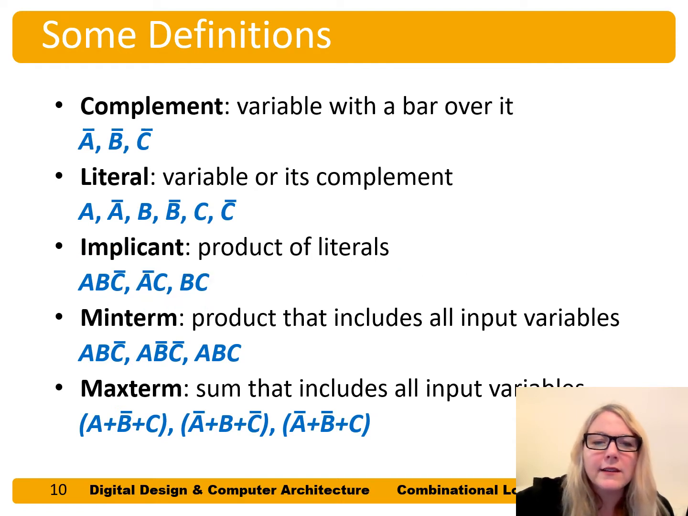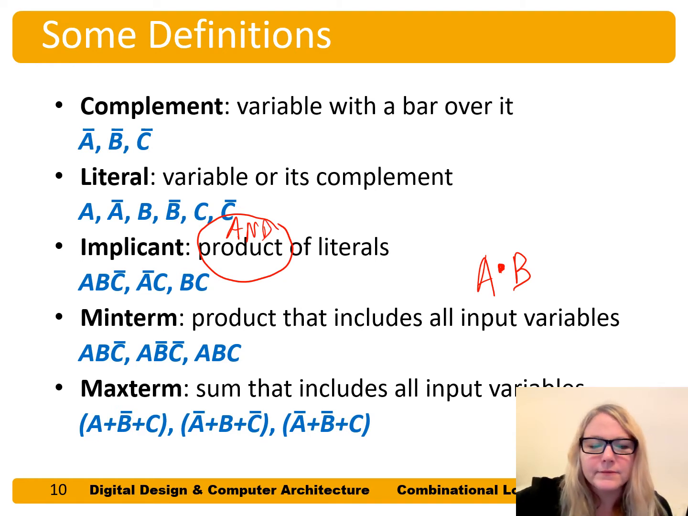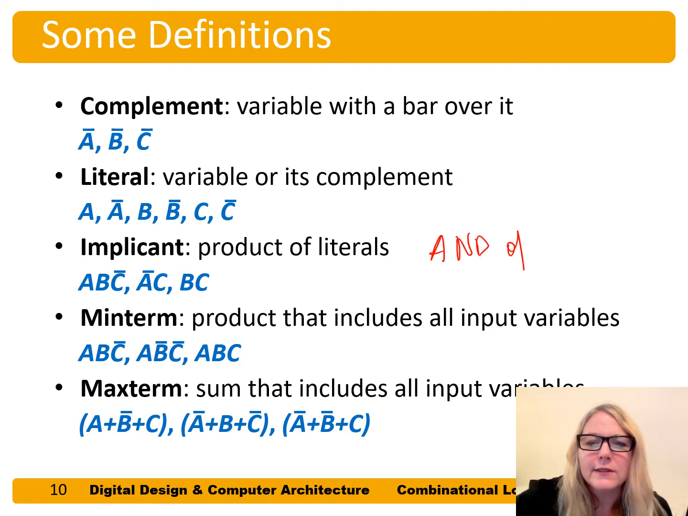So this product, remember, overloaded that multiplication or product symbol. And so A and B, a product is also called an AND term of literals. And remember, we take a shorthand, and just like in algebra, we can remove that multiplication symbol, in this case the AND symbol. So an implicant is a product of literals, or an AND of literals.